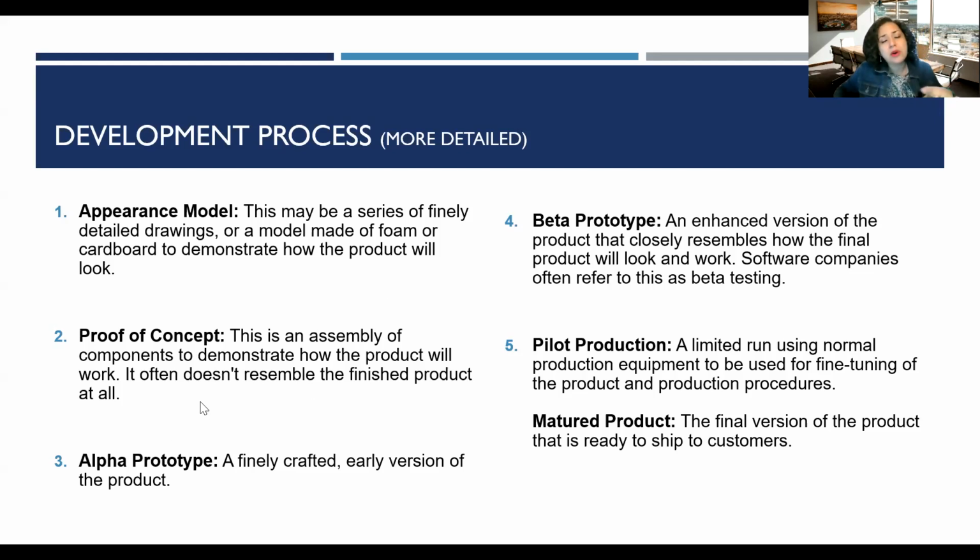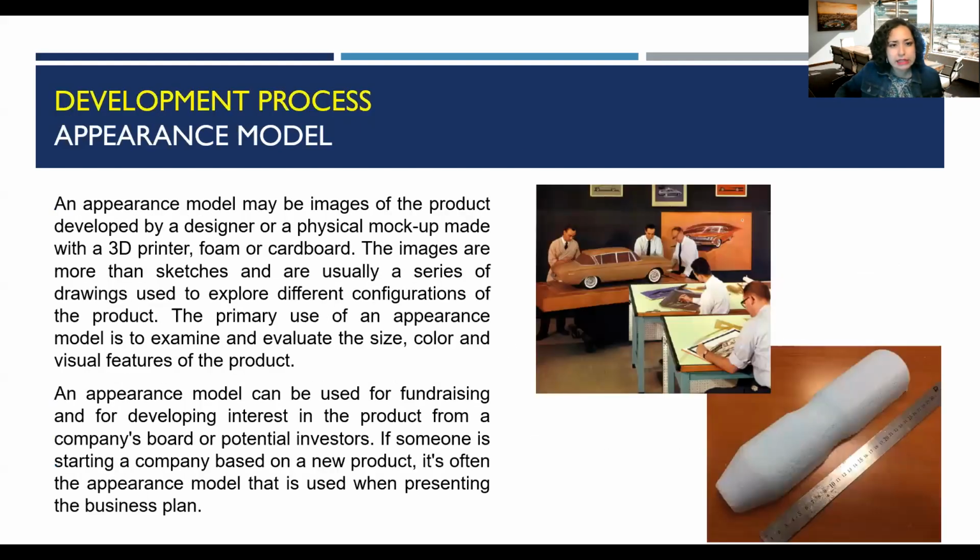Okay, all right. So let's go and describe these 5 different stages a little more. Starting with number 1, the appearance model, which could be images or it could be a 3-dimensional model of it. It could be printed from a 3D printer. It could be built with cardboard or with wood. Remember that the appearance model is just to see how it's going to look, but it helps us to evaluate things like the size, the color, and of course, the visual effects.